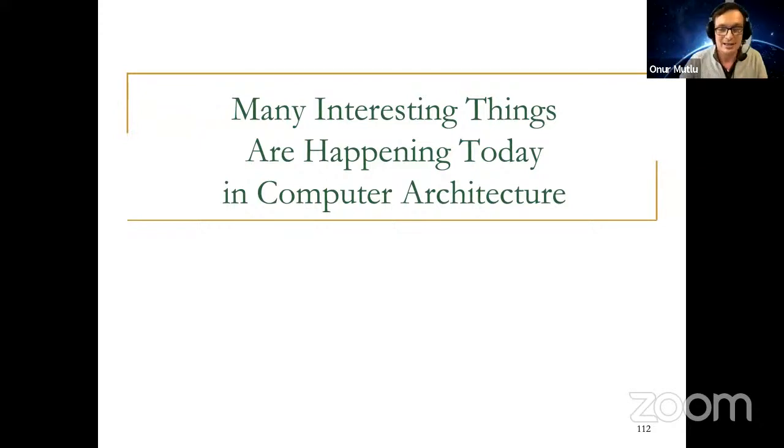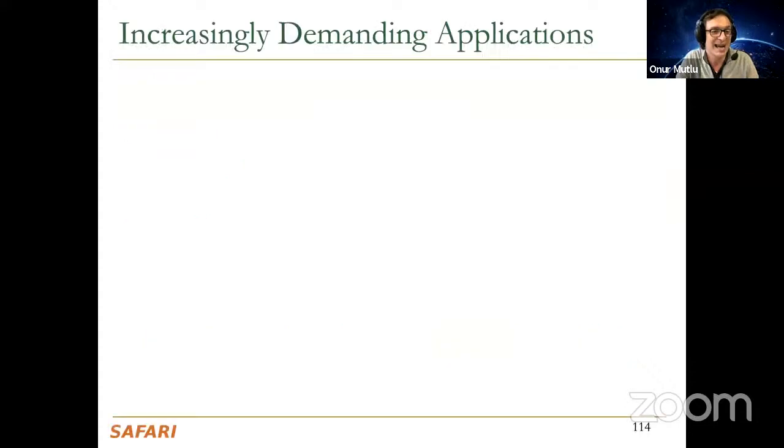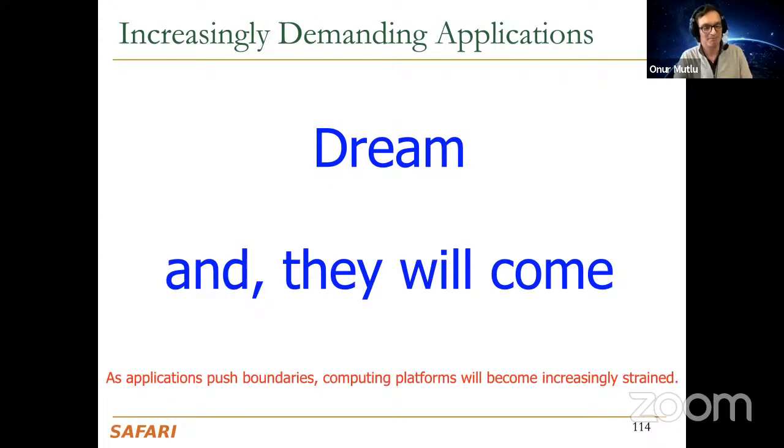Okay. Now let's move on to something else that's happening in computer architecture as well as systems. And that's more demanding workloads. We kind of talked about this, right? We talked about AI, ML, but applications are increasingly demanding. And this is really up to the imagination of people. You dream and applications will come.